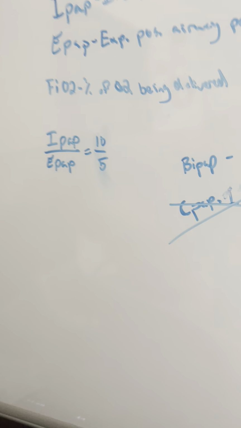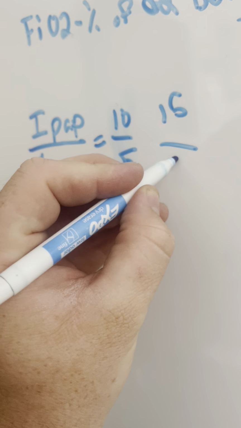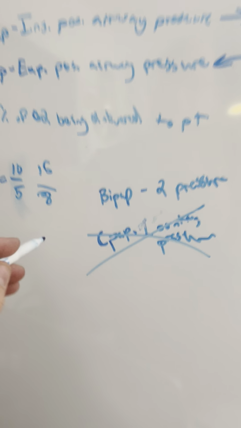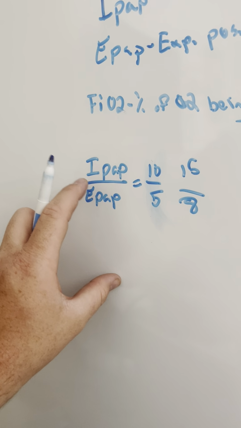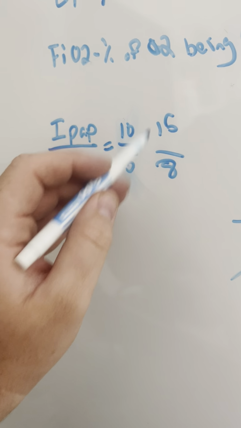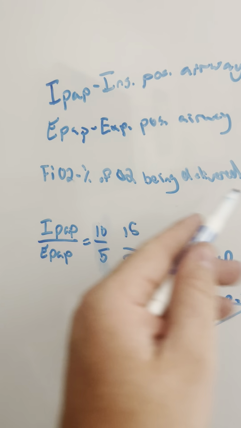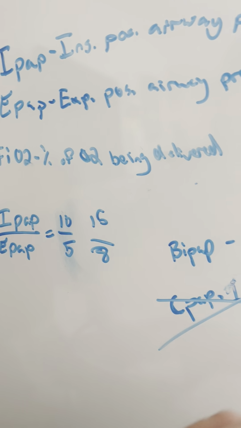The highest I've ever had to start is 15 over 8. That was the highest I've ever had to start. And this is how you say that when you call report: I've got them on BiPAP, 15 over 8, and your FiO2 percentage. Your FiO2, just like CPAP, is your percent of O2 being delivered to the patient.